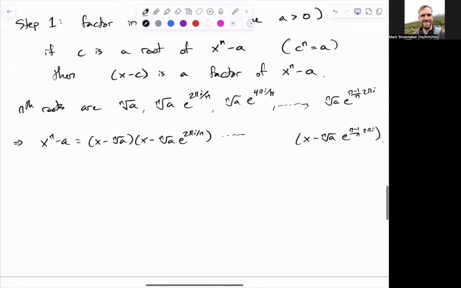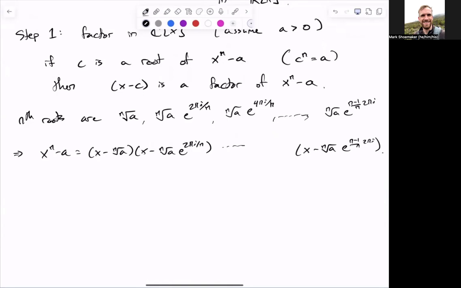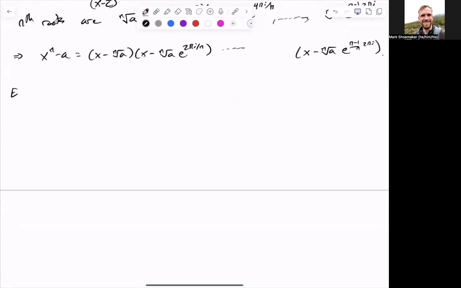And then to find the prime factors where you're only allowed real coefficients, you have to match up x minus c with the other factor, x minus c conjugate. Because remember, if c is a root of this polynomial, its conjugate is as well. And the product of those two is going to be a polynomial with real coefficients. So let's do the example x to the 5th minus 1.